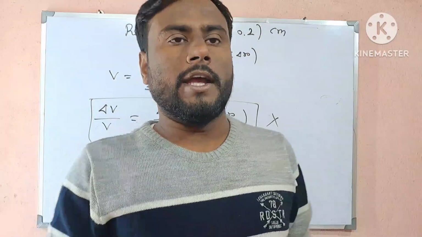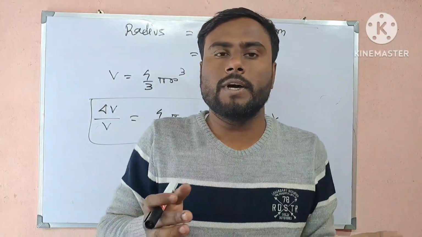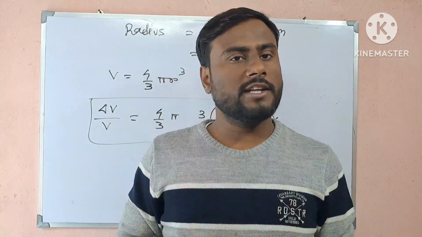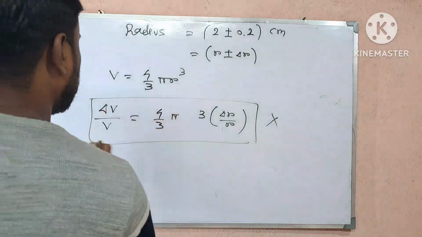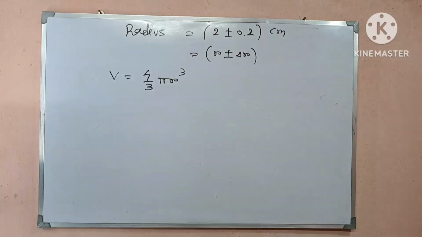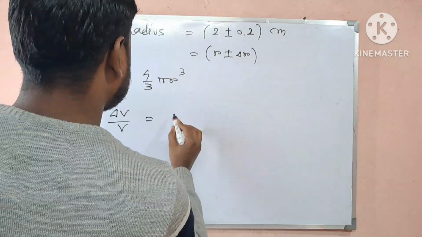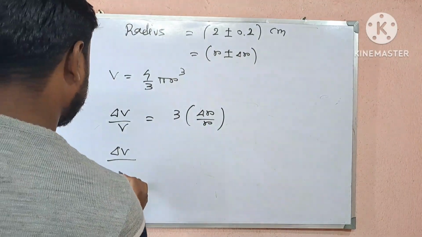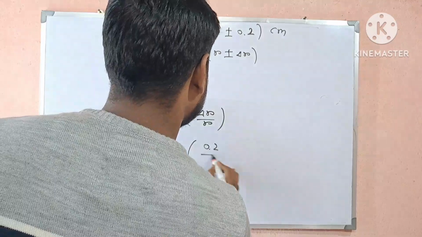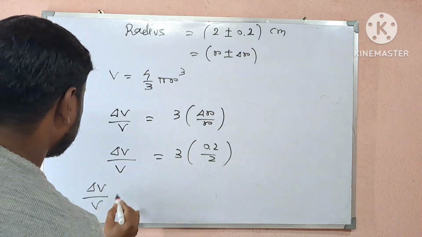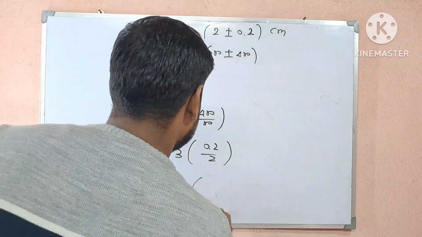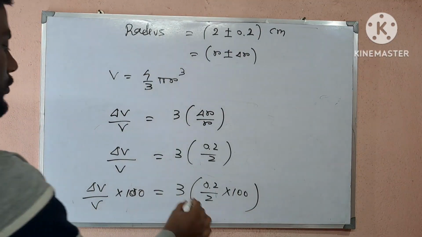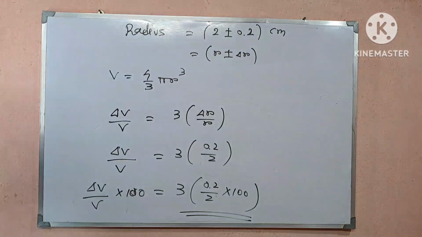Whoever the person is, if he or she takes some reading, then there may be some error, but in a constant there will not be any error. So that will not be the actual formula. The actual formula will be delta V by V equal to 3 into delta R by R. Now if you put the values, that will be 3 into 0.2 divided by 2. To find the percentage error, we have to multiply both sides by 100. So the result will be 3 into 0.2 divided by 2 into 100. Now I think everybody will be able to calculate this value. That value will be the percentage error in the calculation of its volume.